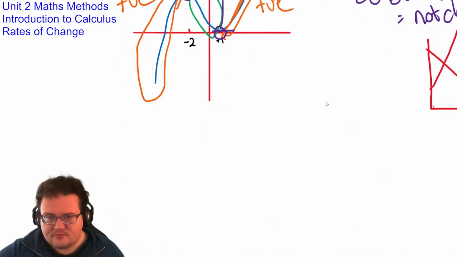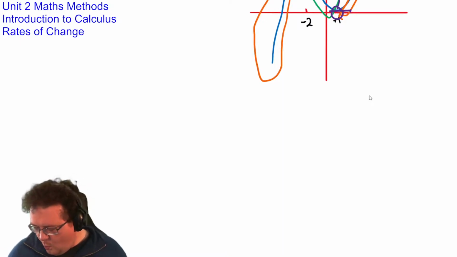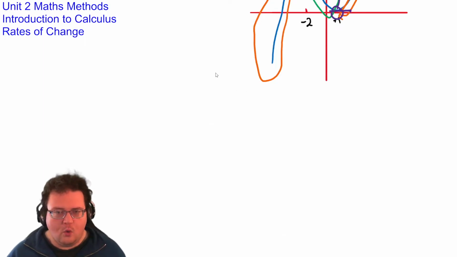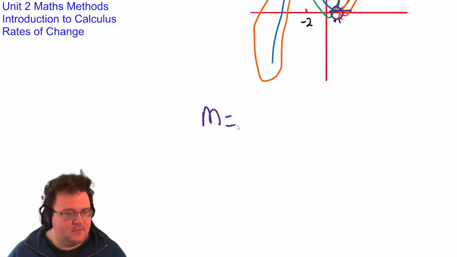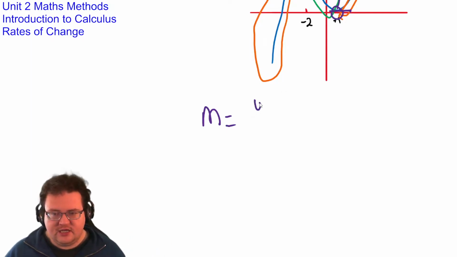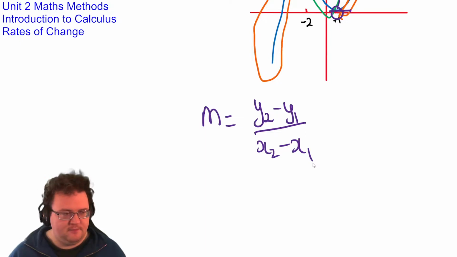Now, one of the other things that you're going to be expected to recognize is when I talk about things having a gradient, we're talking about m. And the formula that you guys might be familiar with for m is y2 minus y1 over x2 minus x1.